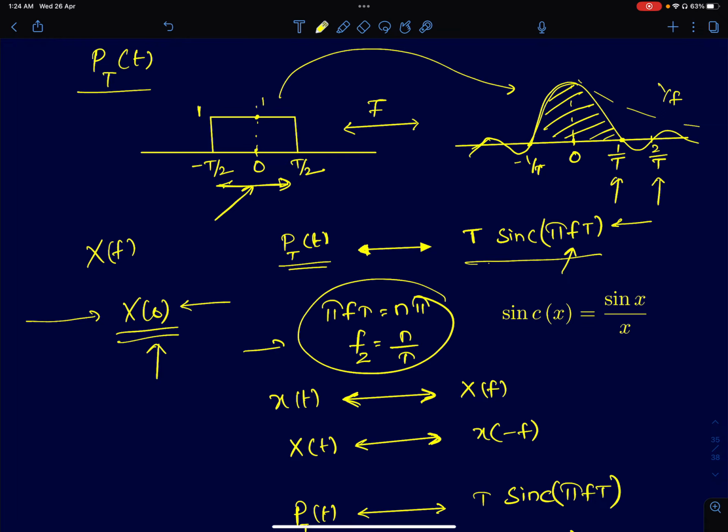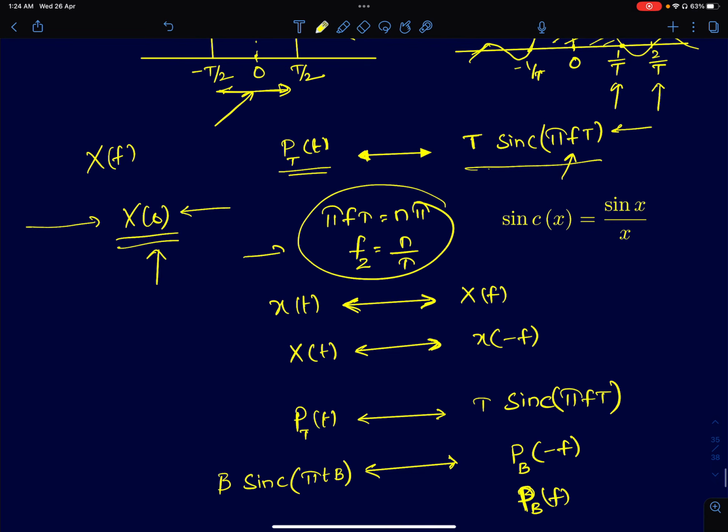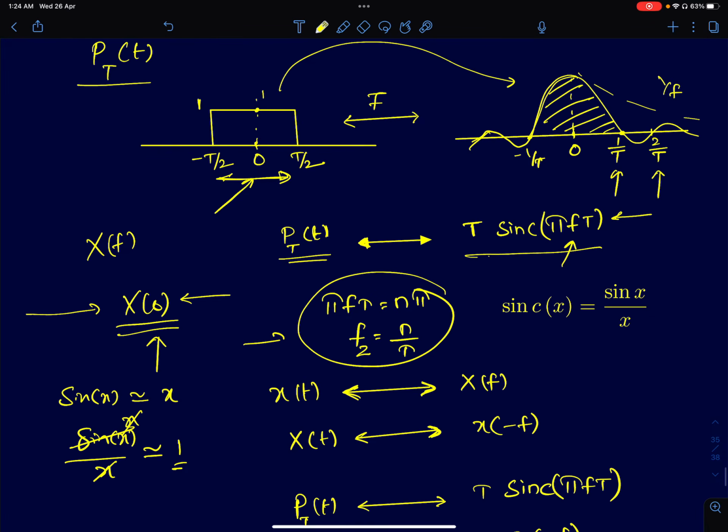At n equal to 0, you get a 0 by 0 form, and we can very easily see that sin x for small values of x can be approximated to x. So sin x divided by x will be approximately equal to 1, right? The numerator is x and they both cancel out for small values of x. So the ratio converges to a value equal to 1, and it's non-zero at f equal to 0, or x equal to 0 in this case. All the zeros occur at n by T.